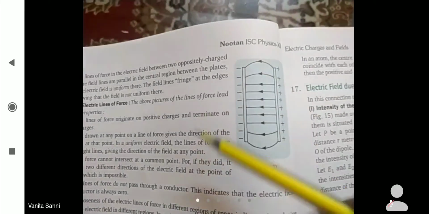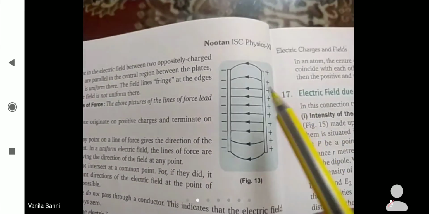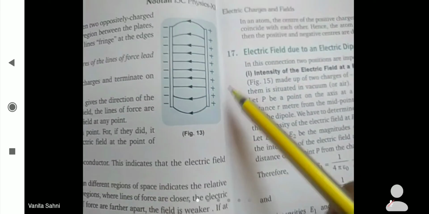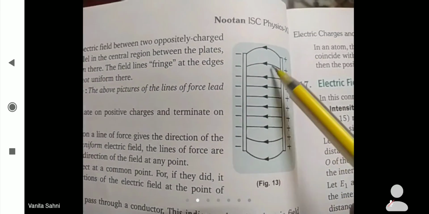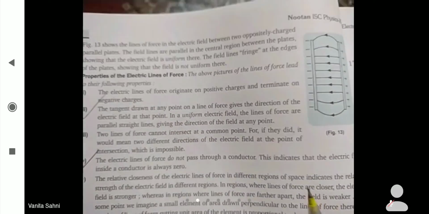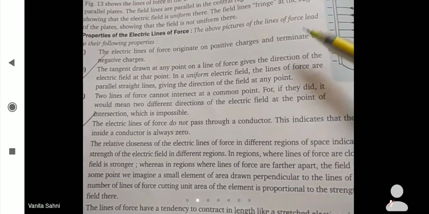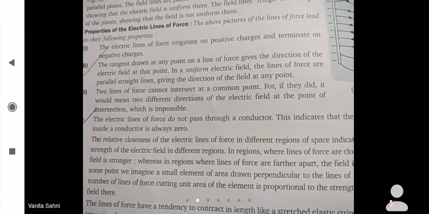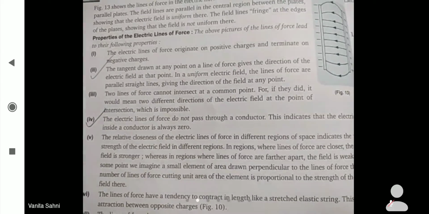Then comes your properties. Before properties, there is one more diagram showing the lines of force between two oppositely charged plates, which is actually a parallel plate capacitor. So these kinds of lines of force originate from the positive plate and come towards the negative plate. The properties, I have almost discussed all the properties. So you go through these properties and try to learn all of them.